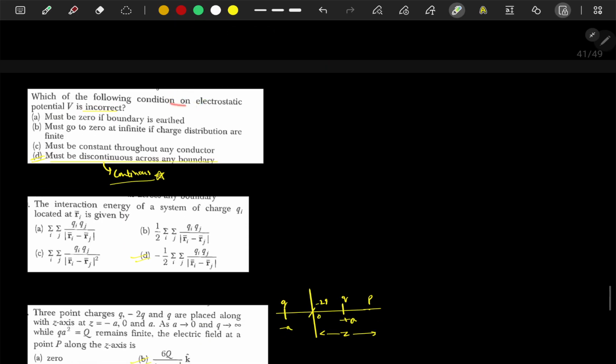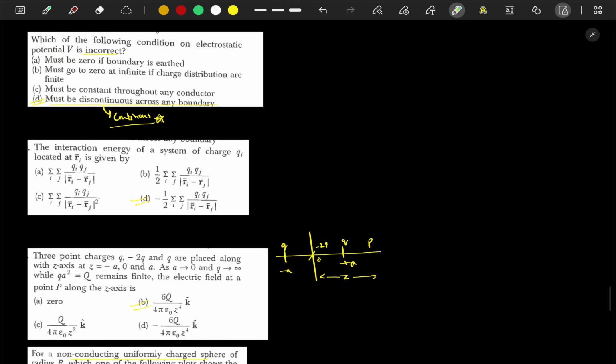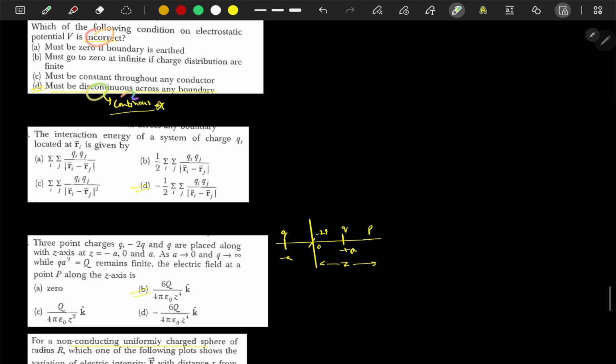Which of the following conditions of electric potential is incorrect? It must be discontinuous across any boundary. It must be 0 if the boundary is earthed, must go to 0 at infinity if the charge distribution is infinite, must be constant through any conductor, and it must be discontinuous across any boundary. So this will be incorrect, it must be continuous.